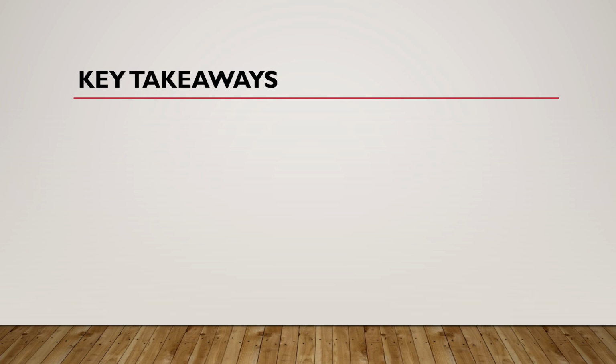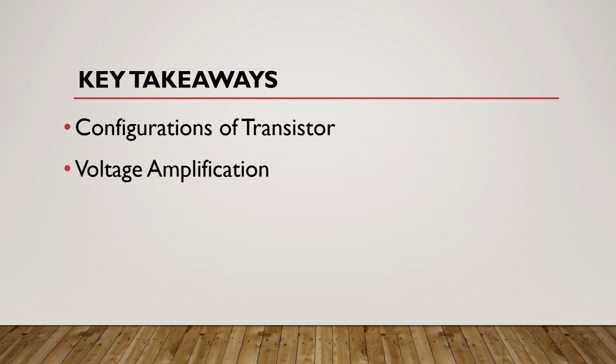That's all for today. Now, what are the key takeaways of this lecture? In this lecture, you studied about configurations of transistors. You studied that there are three types of transistor configurations. First is common emitter configuration, second is common base configuration, and third is common collector configuration. In this lecture, you also understood how transistor acts as an amplifier. You studied that transistor acts as an amplifier in active mode.